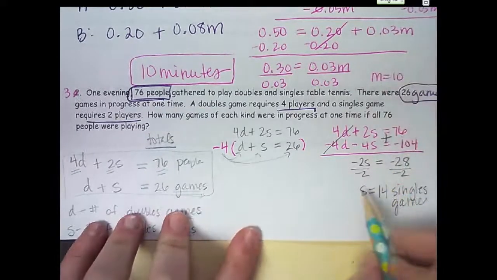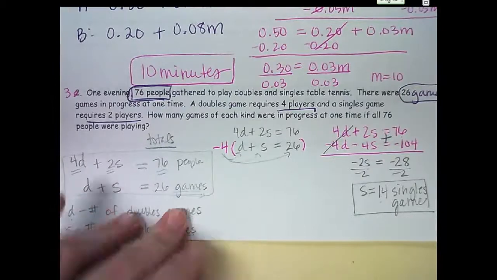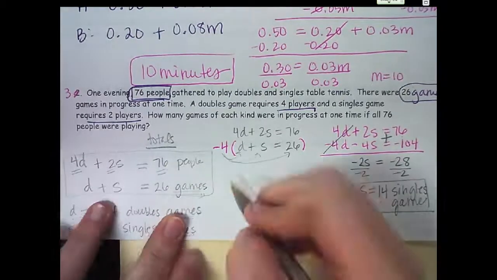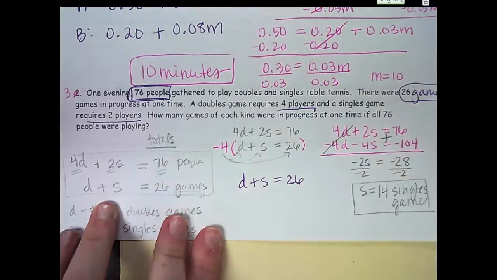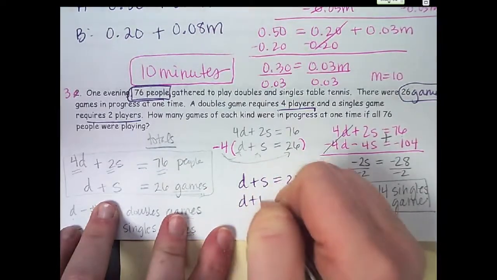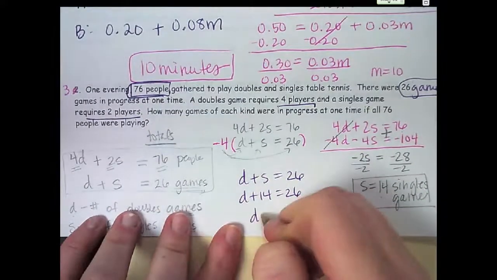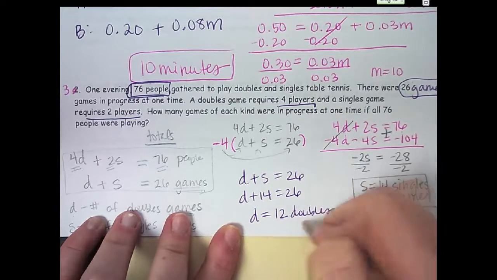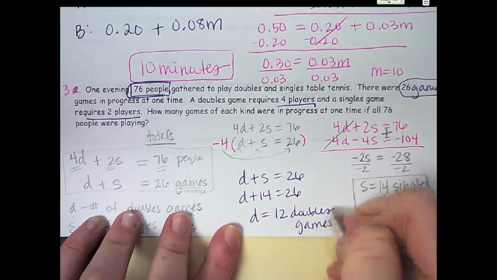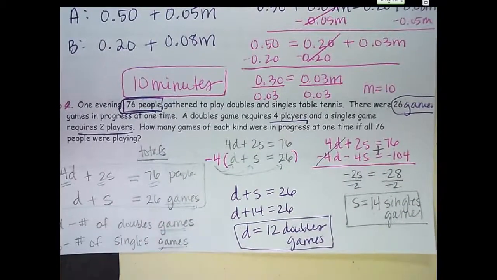Okay, so here's the S. How would I solve for the D? Plug it back in. The easiest one is to go back to this simple equation, D plus S equals 26. Plug in 14. 26 minus 14 is 12. So 12 doubles games. But I know 12 is right. How do you know?